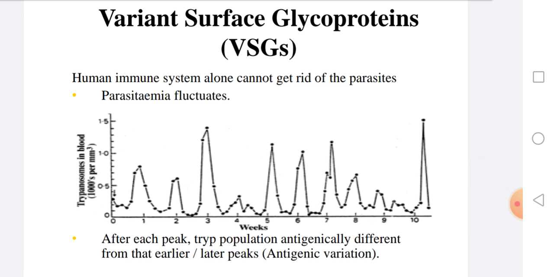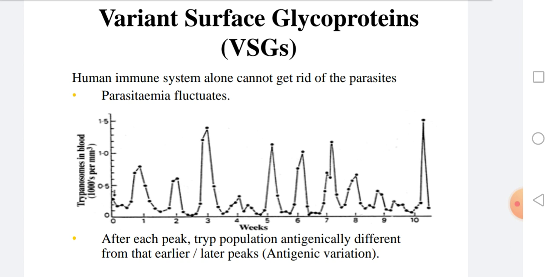This is a very important point here in this slide. Variant surface glycoproteins. These are found in the parasites, giving them the property of antigenic variation, changing their antigenicity. And here we say the human immune system alone cannot get rid of the parasites, because the parasite changes its antigenicity frequently. And so here the parasitemia will fluctuate, going up and down.